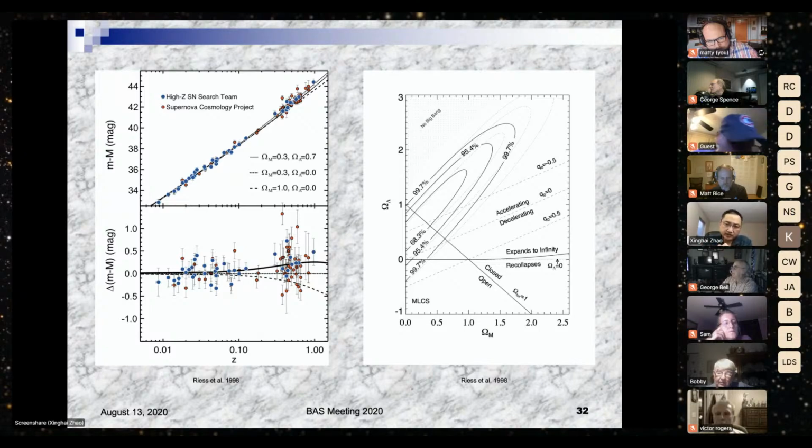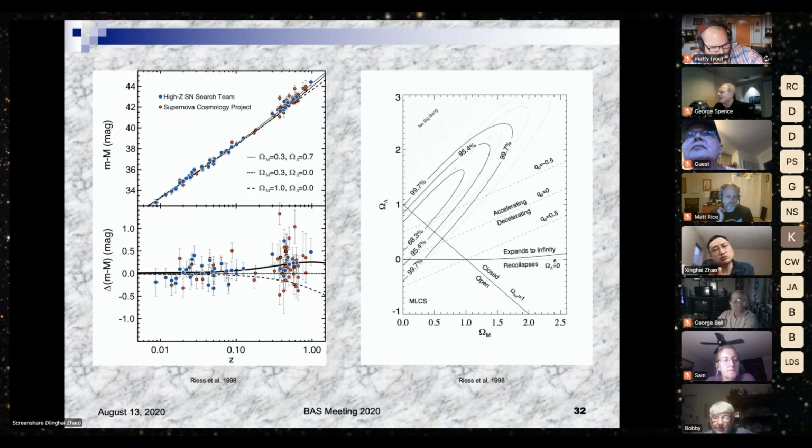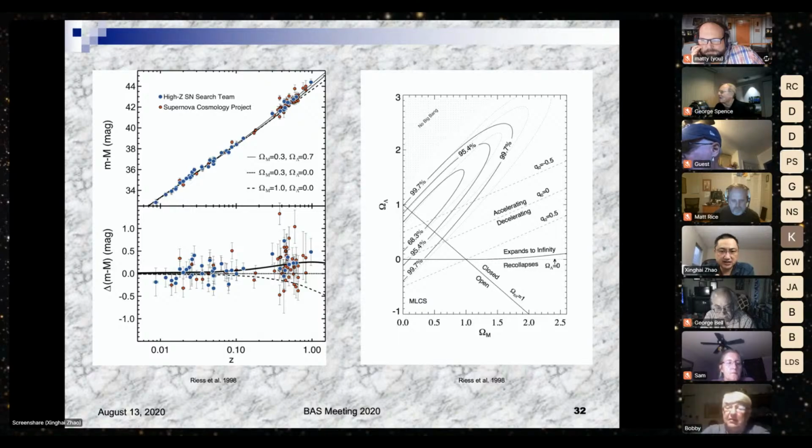So what are they? Is that radiation? Is that vacuum density or cosmological constant? What the High-Z team and the Supernova Cosmology Project did is that they presumed this is a constant. That means this 70% energy density is a constant. It does not vary with time.